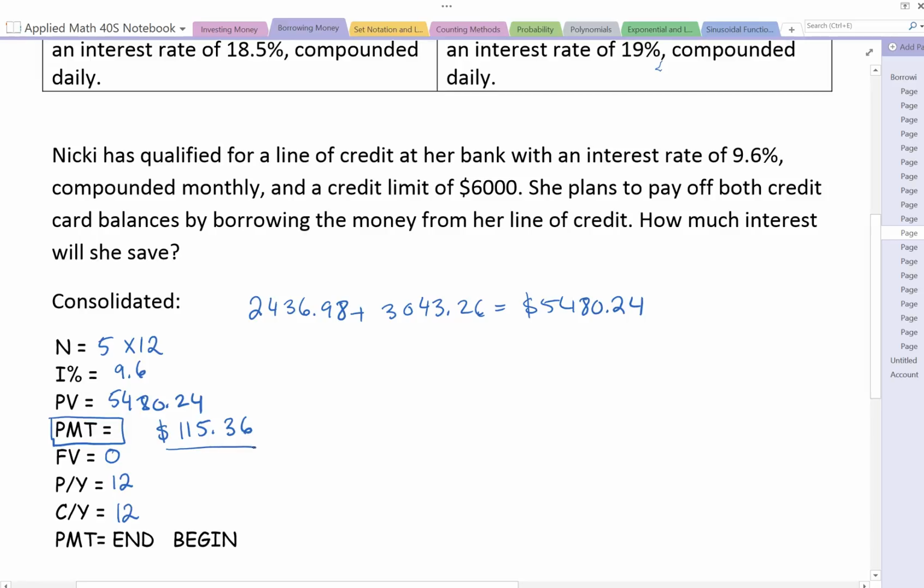How much interest are we paying in addition to what we already owe? So use your sum of your interest from 1 to 5 times 12, which would be 60, because you have 60 monthly payments in 5 years. Doing that, we get $1,441.55. Consolidated, so putting all your debt together using a credit line with a lower interest rate and being compounded monthly.